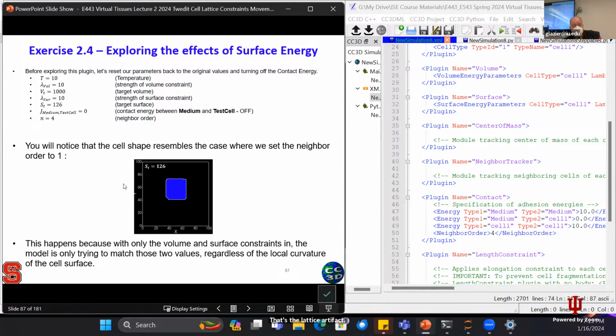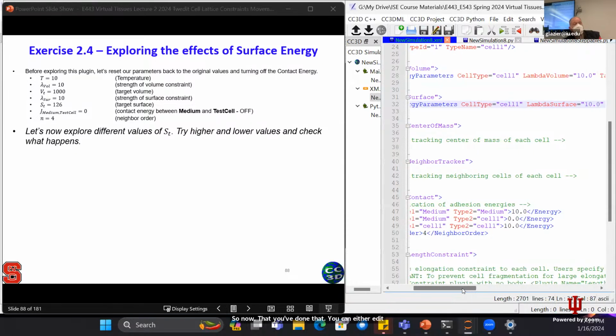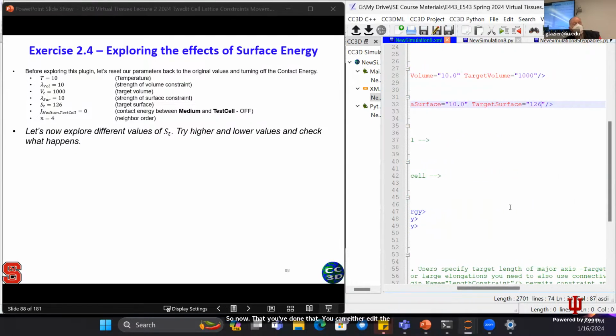Did other people see the same thing? So now that you've done that, you can either edit the target surface here by making it bigger than 4 times the square root of target volume, or make it smaller. If you make it smaller, what is going to happen? If you make the target surface smaller than 126, what's going to happen?